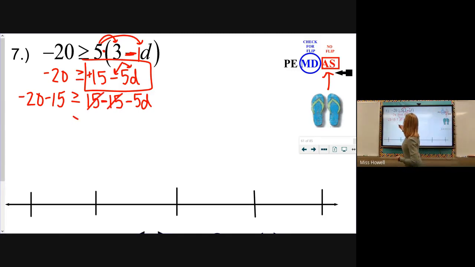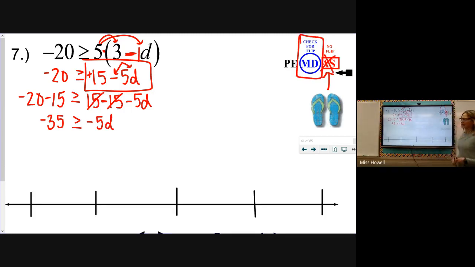Bring down your greater than or equal to. Over here, we'd have a negative 35. And over here, we now have our negative 5d. All right, gone with this guy. We're now on our multiply, divide, and check for the flip, no flip rule. Since right now this is a multiply, our inverse operation is going to be to divide on both sides by negative 5. So we take our negative 35, we're dividing it by negative 5.